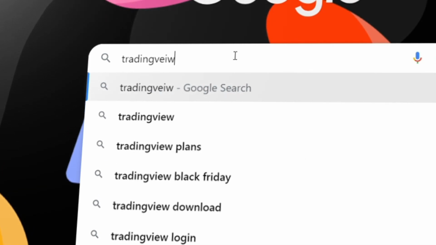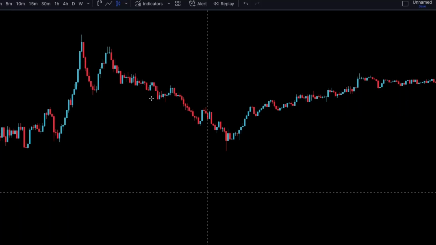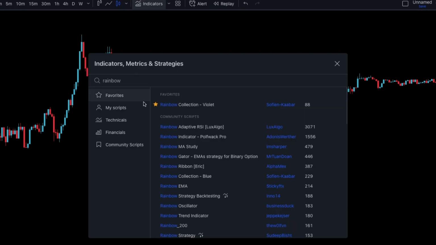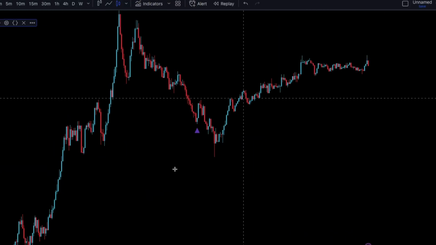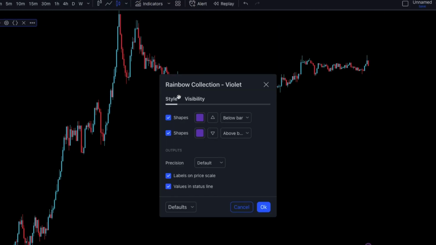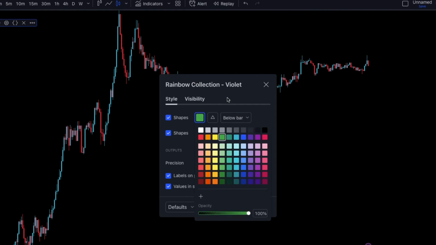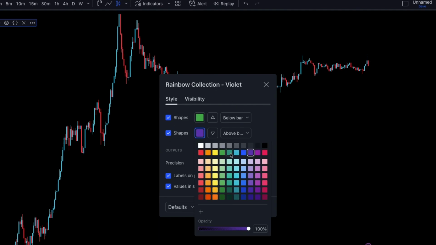First, load up TradingView, and for this strategy, we're going to need 2 indicators. So head on over to the indicators tab, and for the first indicator, we're going to need the rainbow collection violet. Okay, once loaded, we're going to need to make some adjustments in the settings, so double click, and we're going to change the below the bar to green, signifying we're in a long, and we're going to change the above the bar to red, signifying we're in a sell.